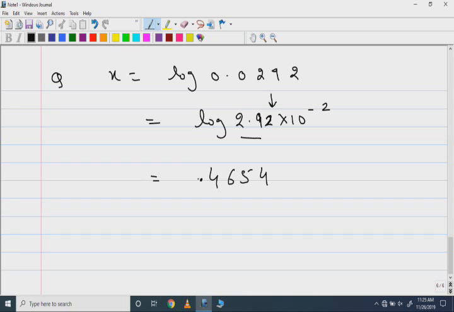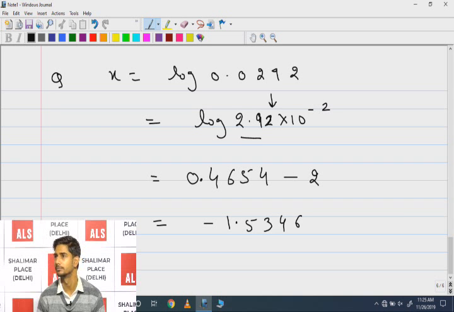$4654. And this is minus 2. So this one will become what? Minus 1 point minus 1.5346. I hope you know the subtraction. Got it? You can solve it and you can tell me, is this the correct answer? Confirm once.